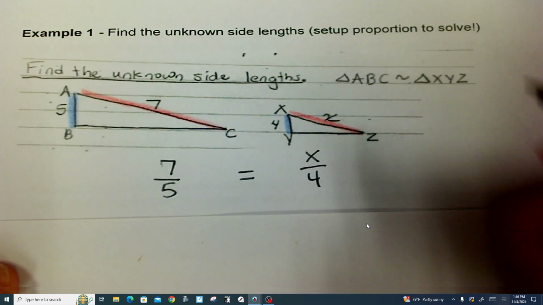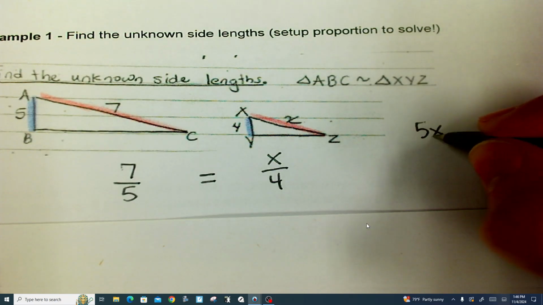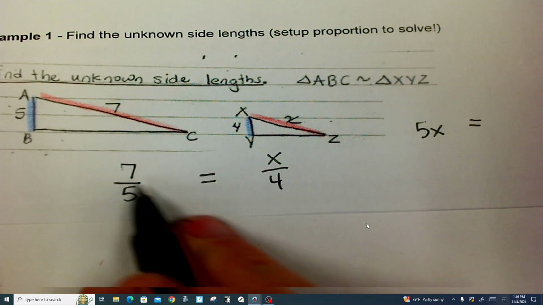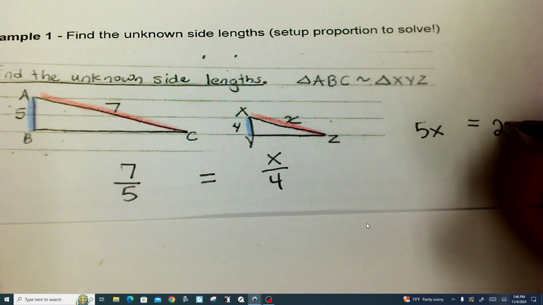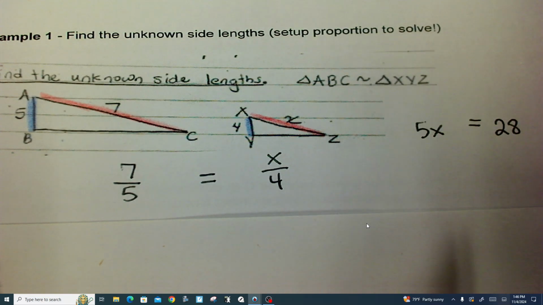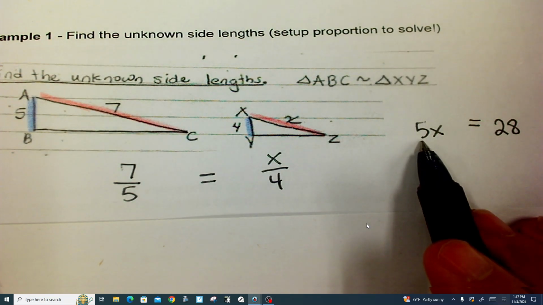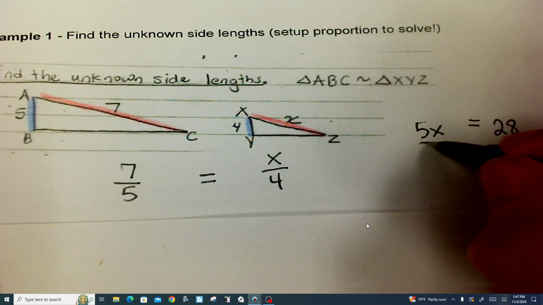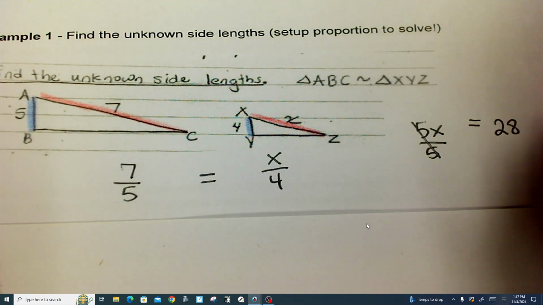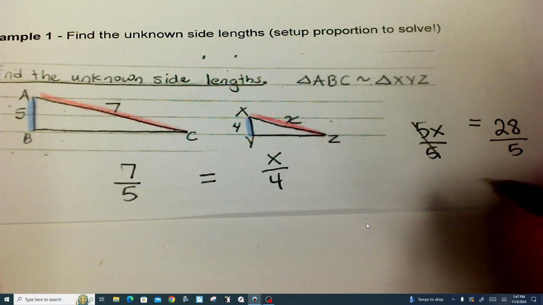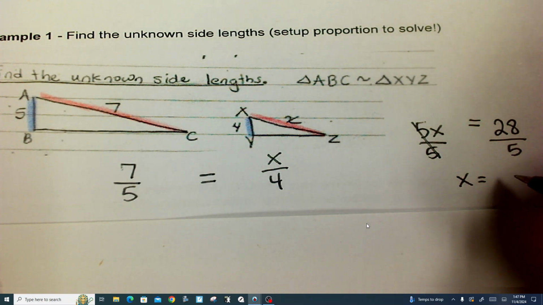5 times x, I'll write this over here, is 5x. 7 times 4 is 28. And now how do we solve it? Well, we just divide both sides by 5, right? And x will be 5.6.